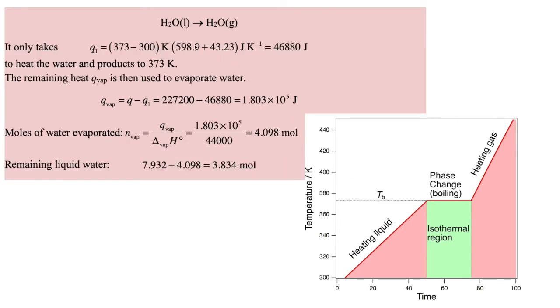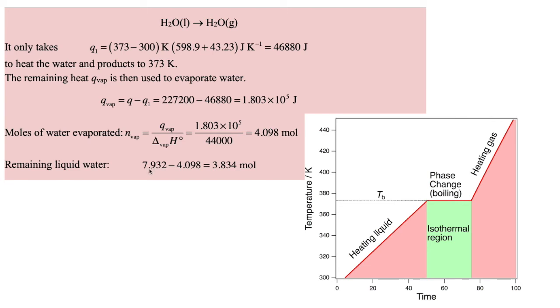So what's going to happen is we're going to take out 46,880 joules to get the system to 373 Kelvin. We had 227,200 joules initially, so we subtract off the amount that got us to 373, and that amount of heat can now be used to boil the water. So you take that heat and you divide by the delta H of vaporization for water, and you can figure out how many moles of water you will evaporate. It'll be just over 4 moles of water, but we had about 8 moles originally.